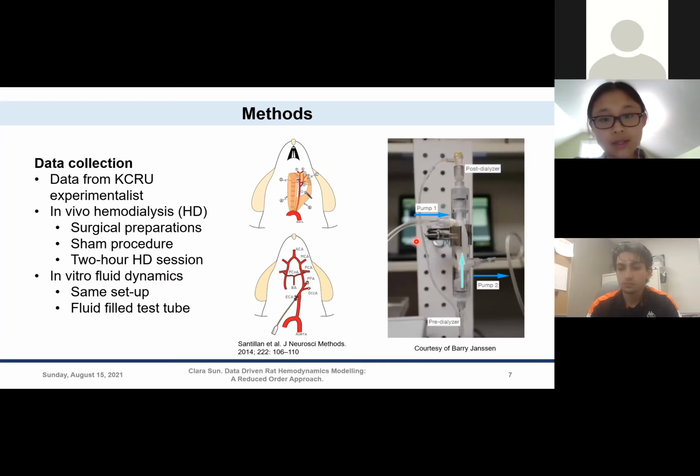To complement the in vivo experiments, in vitro fluid dynamic experiments were conducted as well, except the animal was replaced with a fluid-filled test tube. The setup for these in vitro experiments is shown on the right. All experiments use polysulfone-based dialyzers.